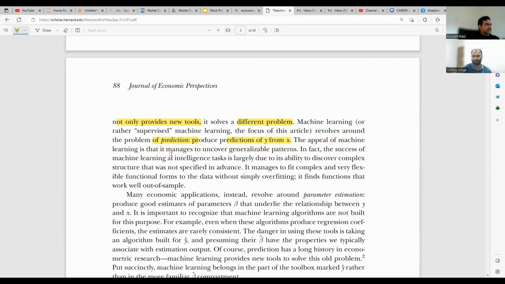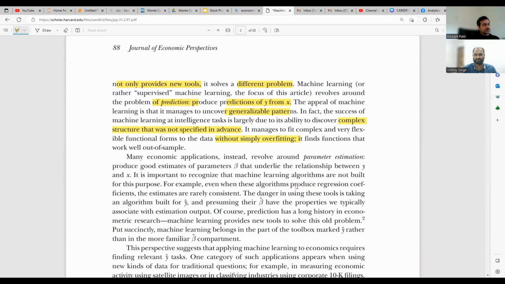The appeal of machine learning is that it manages to uncover generalizable patterns. In fact, the success of machine learning at intelligence tasks is largely due to its ability to discover complex structure that is not specified in advance. It manages to fit complex and very flexible functional forms to the data without simply overfitting. So overfitting is the key in machine learning, and I'm thankful that this econometrician has even used it once, because we never really learned about overfitting in standard economics.